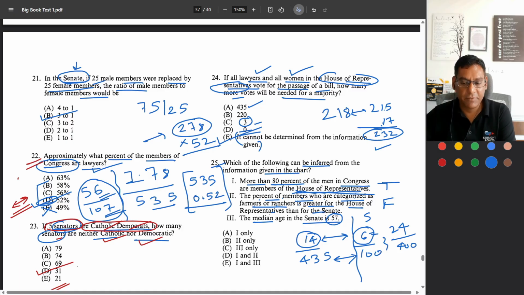So what do I have? Which of the following can be inferred? Only one can be inferred. The answer has to be one. This is a little statistical nuance. Rewatch the video if you didn't understand this, but the answer is A.